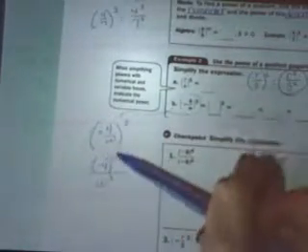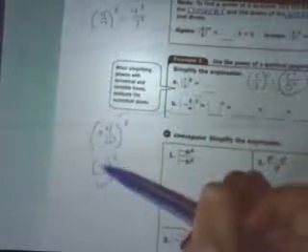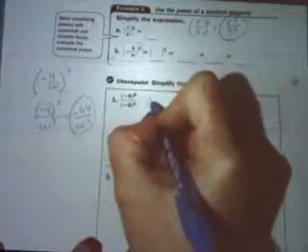And since I have a numerical and a variable base, I have to evaluate the numerical part. So negative 4 to the 3rd power is going to give me negative 64 over W to the 3rd power. Let's do some of these checkpoints. I can see I'm dividing like bases. Therefore, I'm going to subtract the exponents.